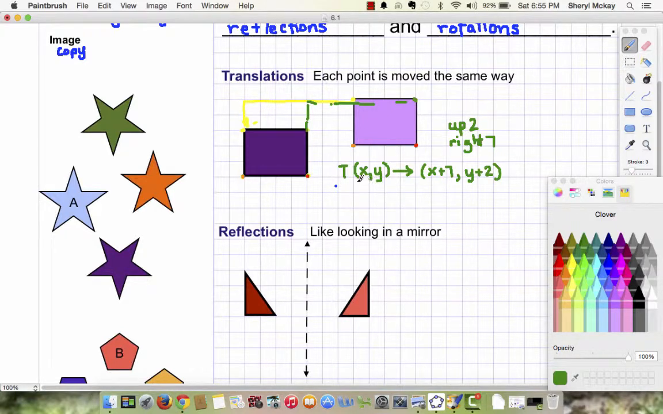Okay, so that's a translation. Translations are probably the easiest. You're just kind of sliding them around, okay? You're just sliding them around along a coordinate plane.